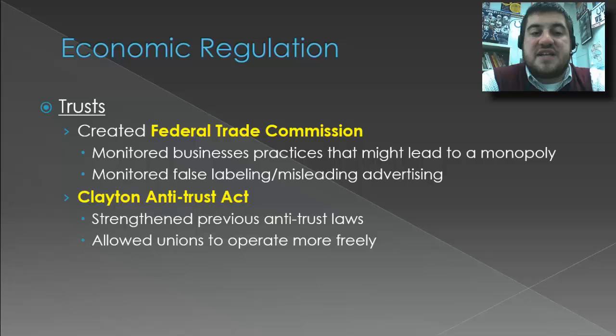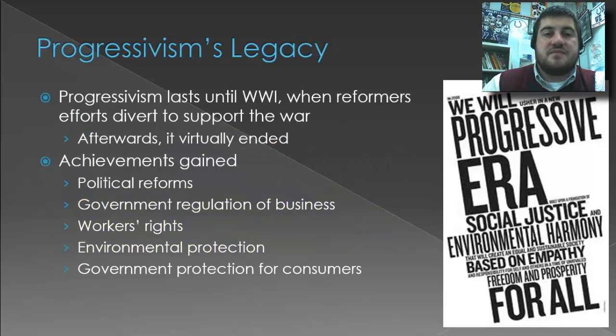And he also passes what is called the Clayton Antitrust Act. So the Sherman Antitrust Act and the Clayton Antitrust Act kind of go together. This strengthens the previous antitrust laws like the Sherman Antitrust Act, but Clayton also allows unions to operate more freely and under less restraint and government hampering and control over unions. So again, it's a victory for consumers and workers in this instance.